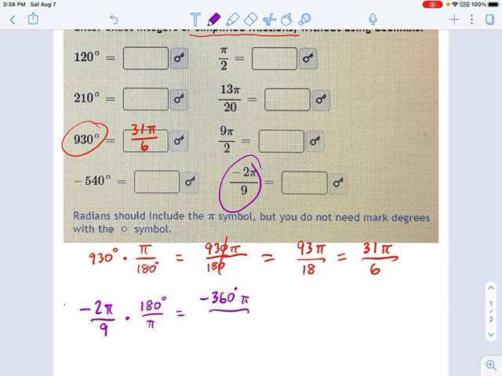Pi divided by 9 pi. Okay, so your pi's cross out. That's nice. 360 divided by 9. I feel like I know what that is. Oh, that's 40. Okay, so this is 40 degrees. That would be your answer for this one.